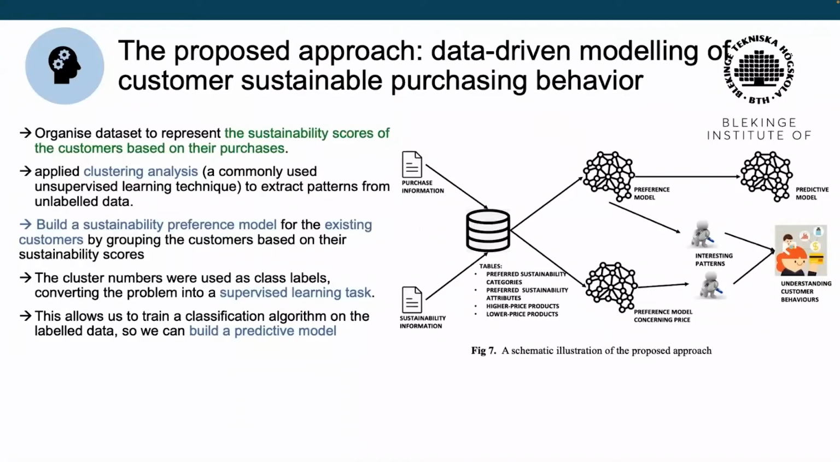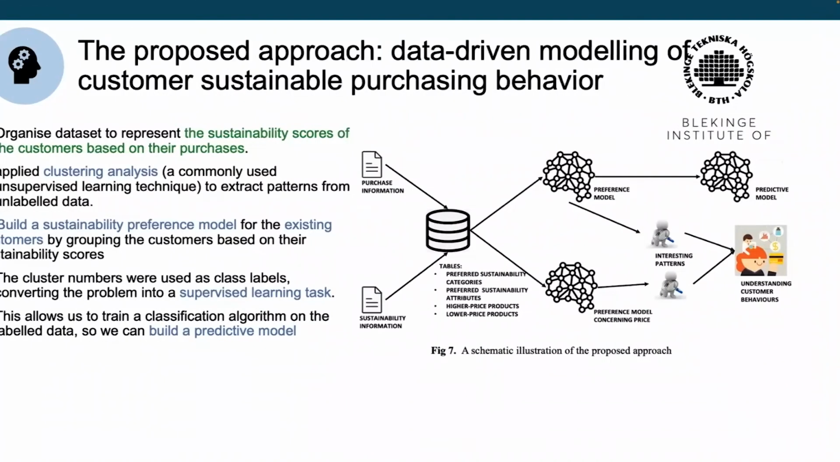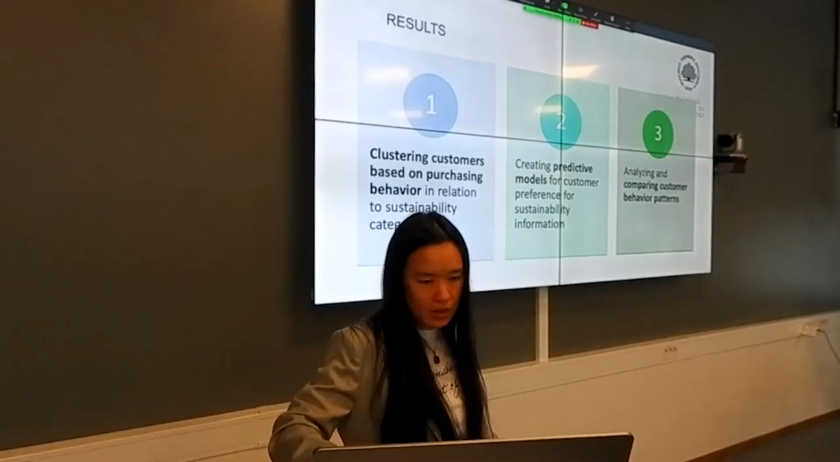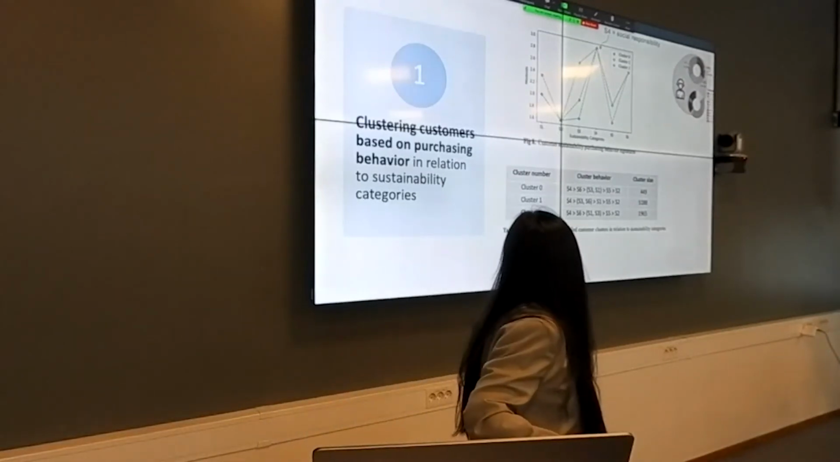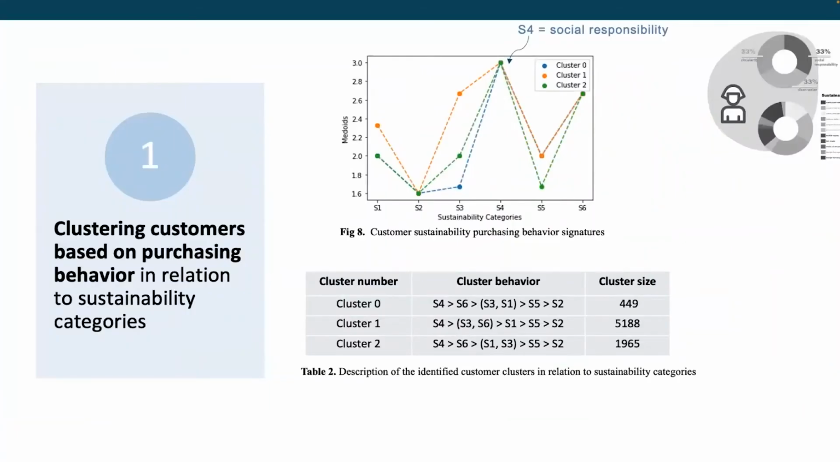It explains the steps to be taken to generate the models we want, how we consider sustainability index information and purchase information, etc. But what I want to show is some interesting results. There are mainly 3 results that I can briefly present here. One is that, based on the analysis, we have identified 3 typical customer purchasing behaviors with respect to sustainability attributes.